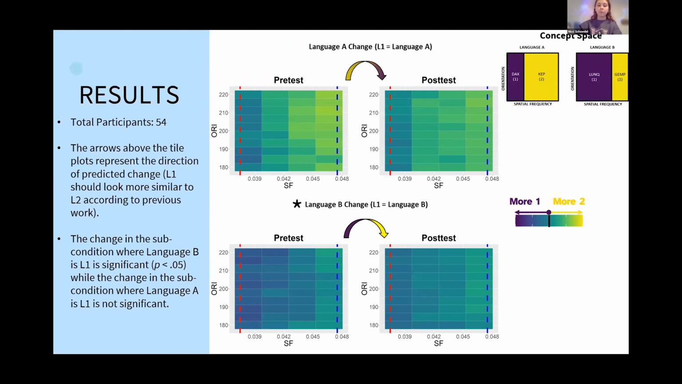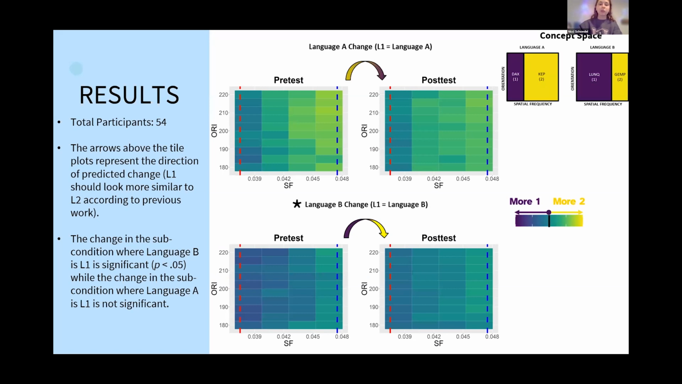Within the subcondition where language A is presented first, we would expect the plot to appear more yellow in the pre-test and more purple in the post-test due to the effects of learning language B second. But as you can see, there is not much change in that first subcondition.